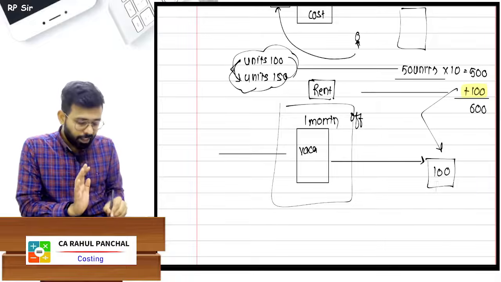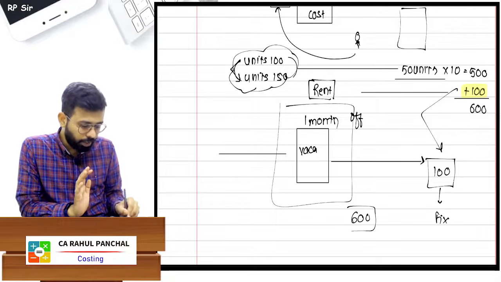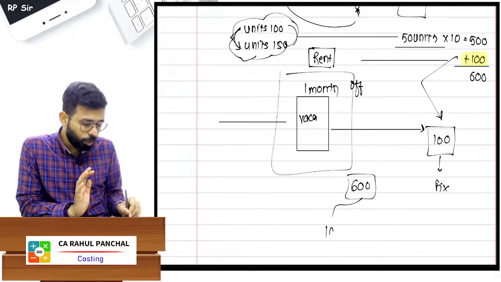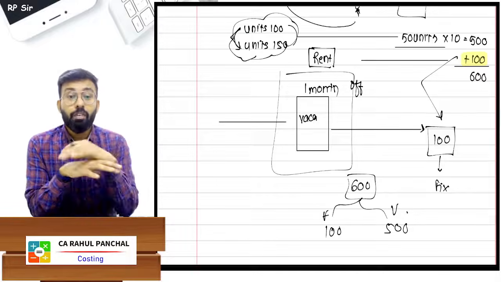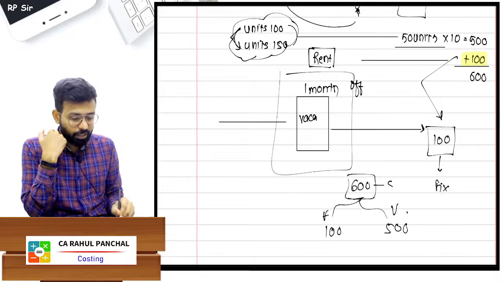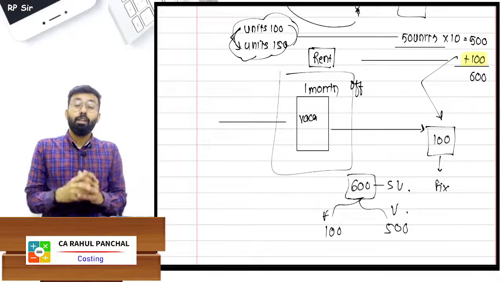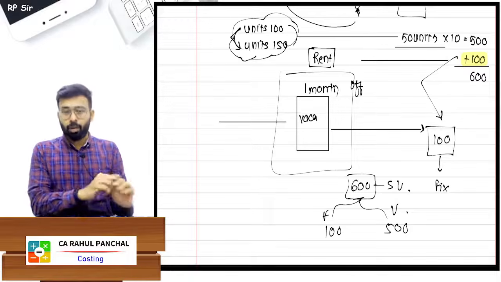I can see that this 100 rupees is a fixed cost. When the bill came for 600 rupees, out of 600 rupees, 100 rupees was a fixed cost and 500 was based on your consumption, so it was a variable cost. Now if I combine both of these, that 600 is a semi-variable cost, because it includes a fixed element and also a variable element.